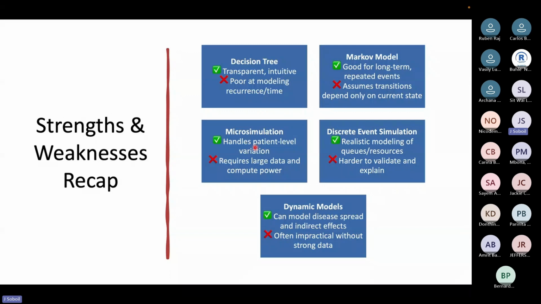And then microsimulation. This is really good if you have very clear patient level variation, and there's a lot of randomness between patients. But because of that, it also requires a lot of data and computing power. Following on to that is discrete event simulation, or DES. It's really good at modeling queues and resource use, but it's much harder to validate and explain. It's also very hard to program and requires quite a lot of data. And finally, dynamic models are really good at communicable diseases and indirect effects, but they are completely impractical without a sufficient amount of data, and can also become quite hard to explain.